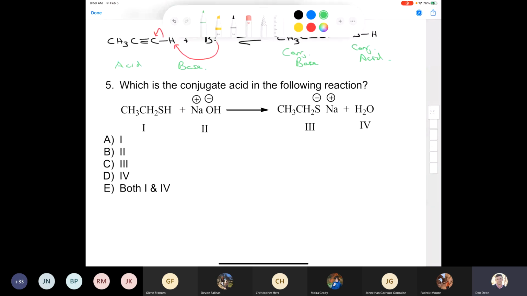Next question, more of the same, just labeling conjugate acids and conjugate bases. You know, you see sodium hydroxide, it's probably a good clue that that's going to be your base, right?